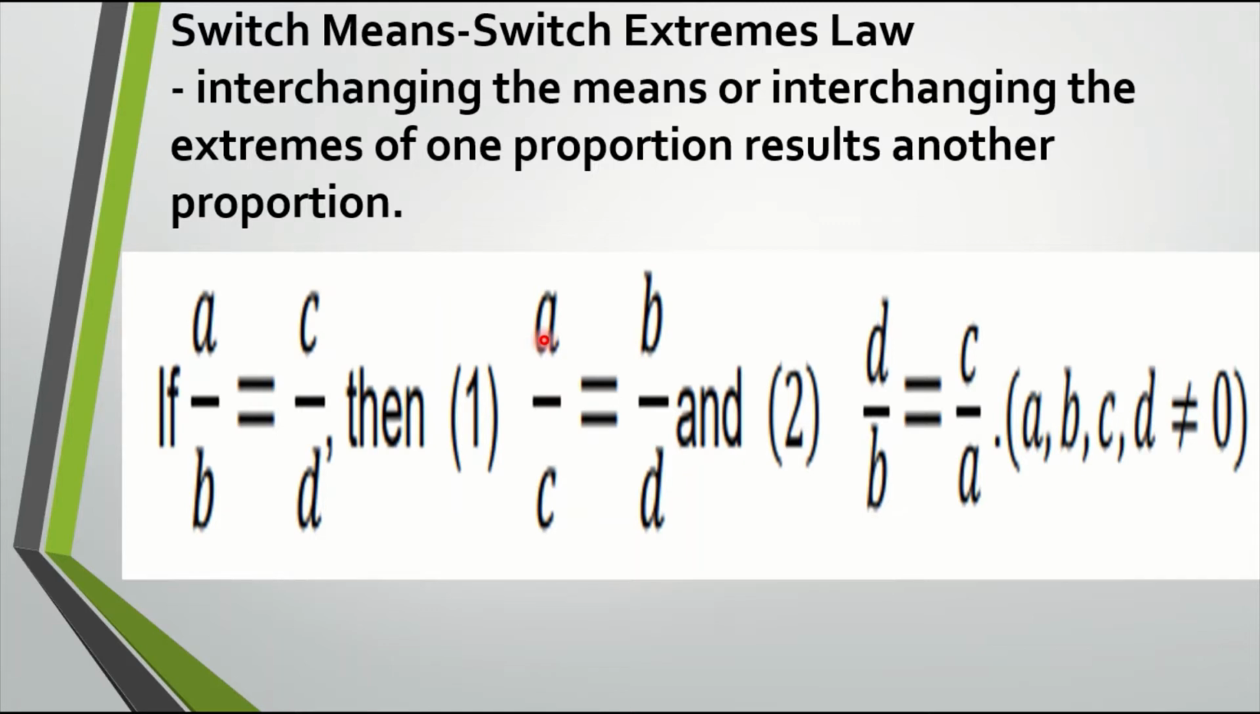Yung means natin, yung extremes natin, nag-stay lang sila. Yung A tsaka D. Ano ang nag-switch? Yung means natin. And dito naman sa pangalawa, nakastay lang yung mga means natin. Ang nagpalit is yung extremes. So, therefore, A, B, C, D must not be equal to 0. Bakit lahat na sila? Kasi nagamit natin silang lahat as the denominator.